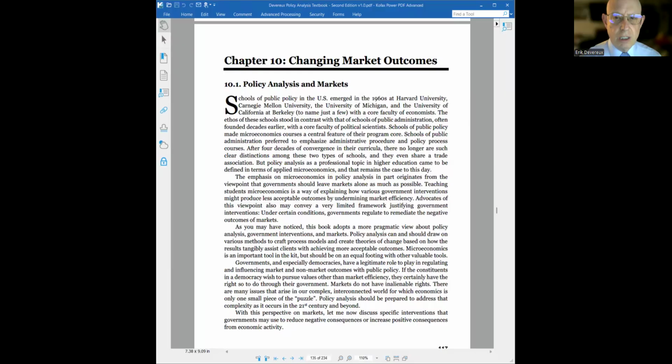As I've done before, let me start by showing you the first page of chapter 10 and share that with you. You can see that it is about changing market outcomes and about conducting policy analysis to figure out what has gone awry with a market and what might be done to push the market in a direction that serves society better, that serves the client better, and produces more preferable outcomes than what we are currently seeing.